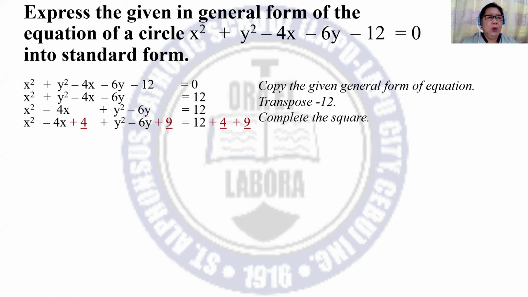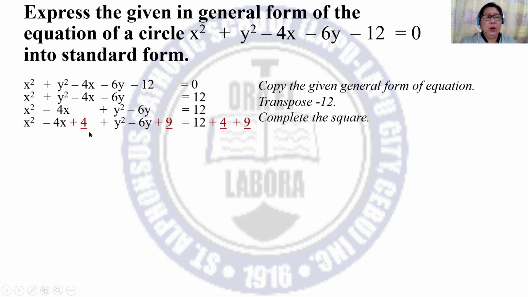And then the third term is 4. How will you get 4? All you have to do is to take half of 4, that is 2, and square 2, that is equivalent to 4. And here the third term is 9. Where did you get 9? That is coming from 6 divided by 2, or the half of 6 is 3. And take the square of 3, which is 9. That is why the third term is 9.